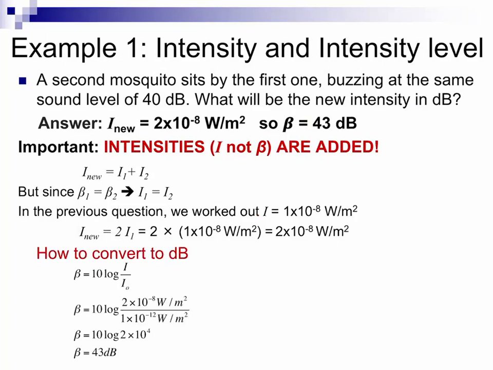This will be the intensity 2 times 10 to the minus 8. I0 is always 1 times 10 to the minus 12. So you divide this 2 times 10 to the minus 8 by 1 times 10 to the minus 12, get the log, multiply with 10, and you should get 43 decibels.